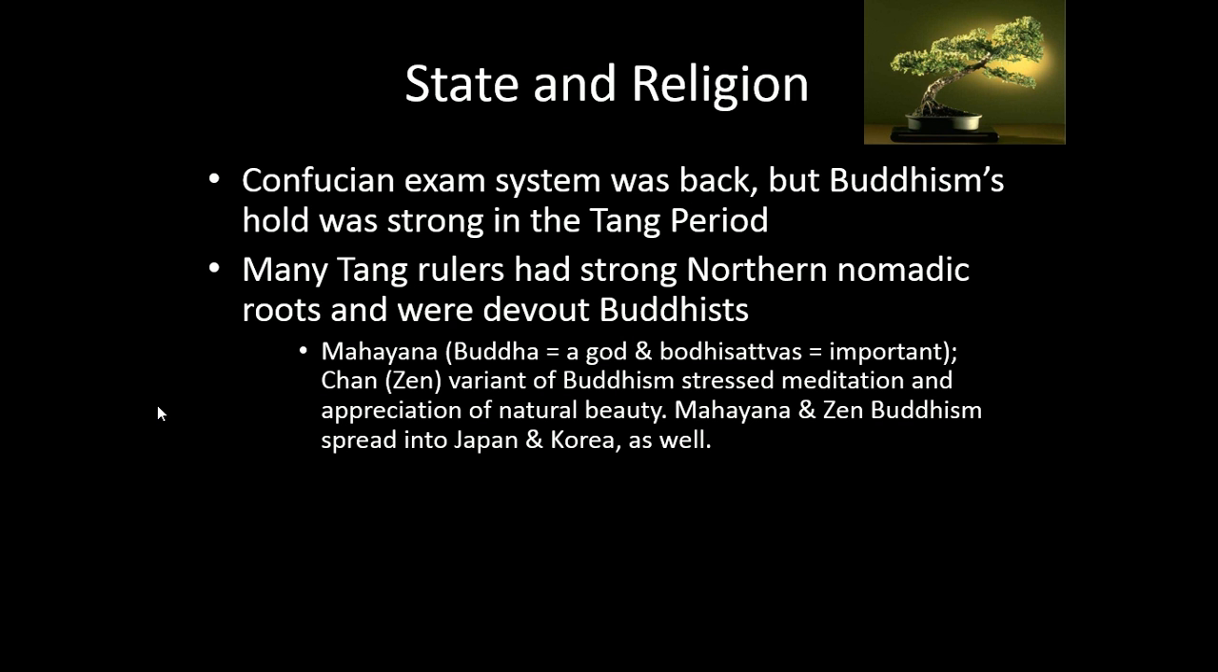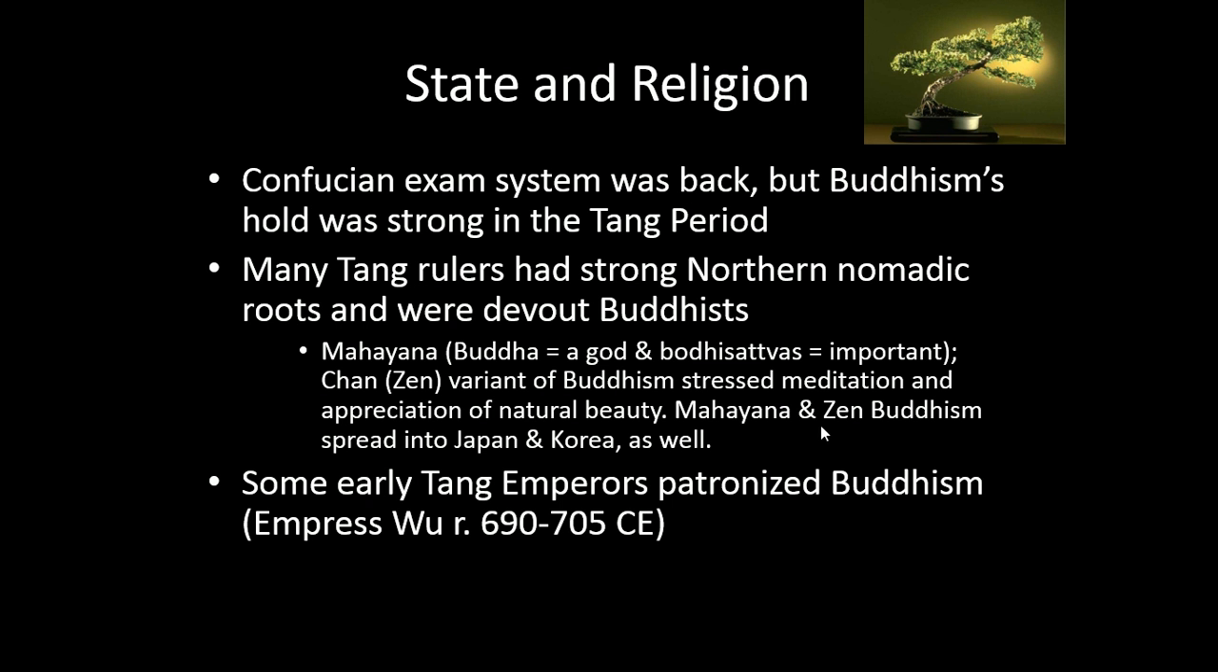Mahayana Buddhism, which is the type of Buddhism in which there are a lot of bodhisattvas and the Buddha is venerated as a god, is the most important type of Buddhism that existed in China at the time. But you also saw the development of what is called Chan or Zen Buddhism. Those are the same thing. And that was more about meditation and things like this little bonsai tree right there. That's actually an aspect of Zen Buddhism as it appears in Japan. But that kind of meditation on nature and finding beauty in nature was a really important part of Zen Buddhism.